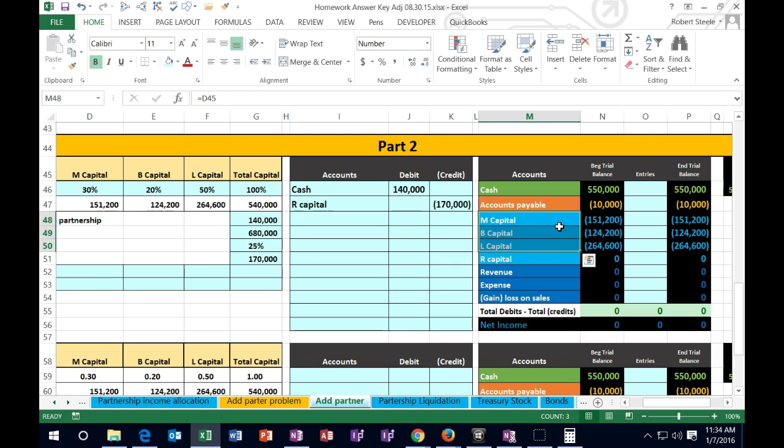Now, you might be thinking, why? Why would they do this? Why would they allow R to have a 170,000 interest when R only paid 140? Why wouldn't they even that out? There could be multiple reasons for it. Maybe the partnership is thinking that not all the assets are represented properly within the financial statements. There could be intangible assets or liabilities that aren't really represented here.